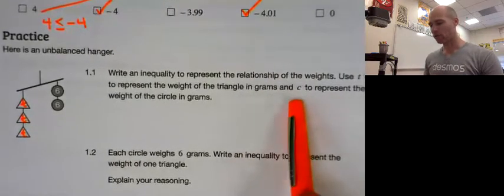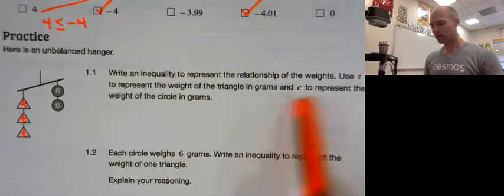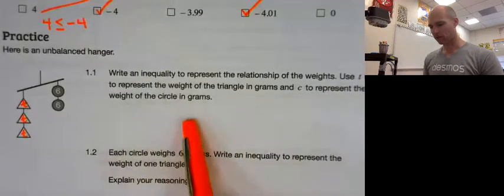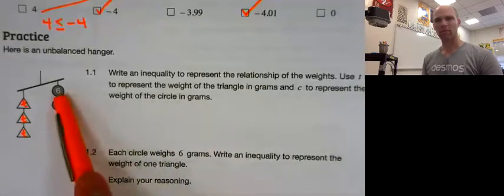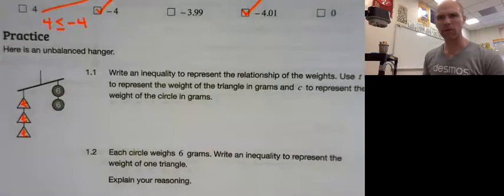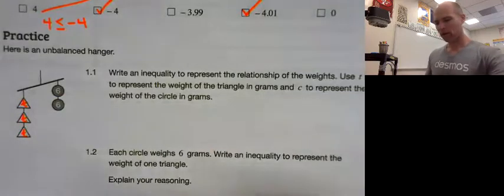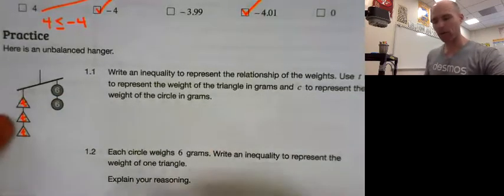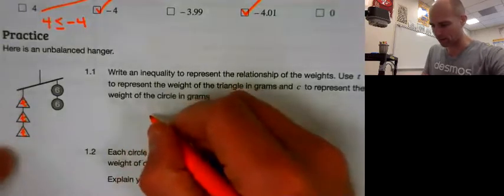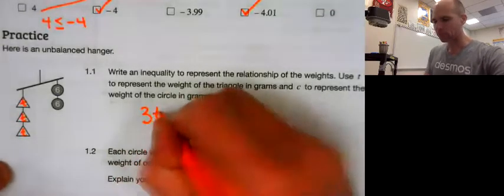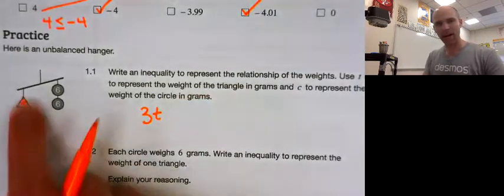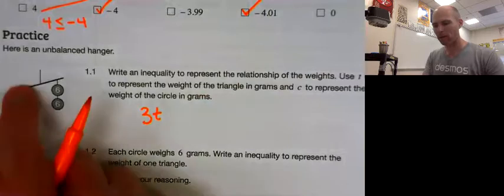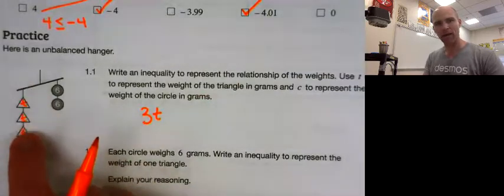And we're also supposed to use C to represent the weight of the circle in grams. But it's showing us 6. Oh, okay, I guess we're supposed to do it with C first. Well, on one side of the hanger, I have 3T, right? 1, 2, 3, 3T. So let me write that. And I notice that the T's are heavier, right? They're pulling their side of the diagram down.